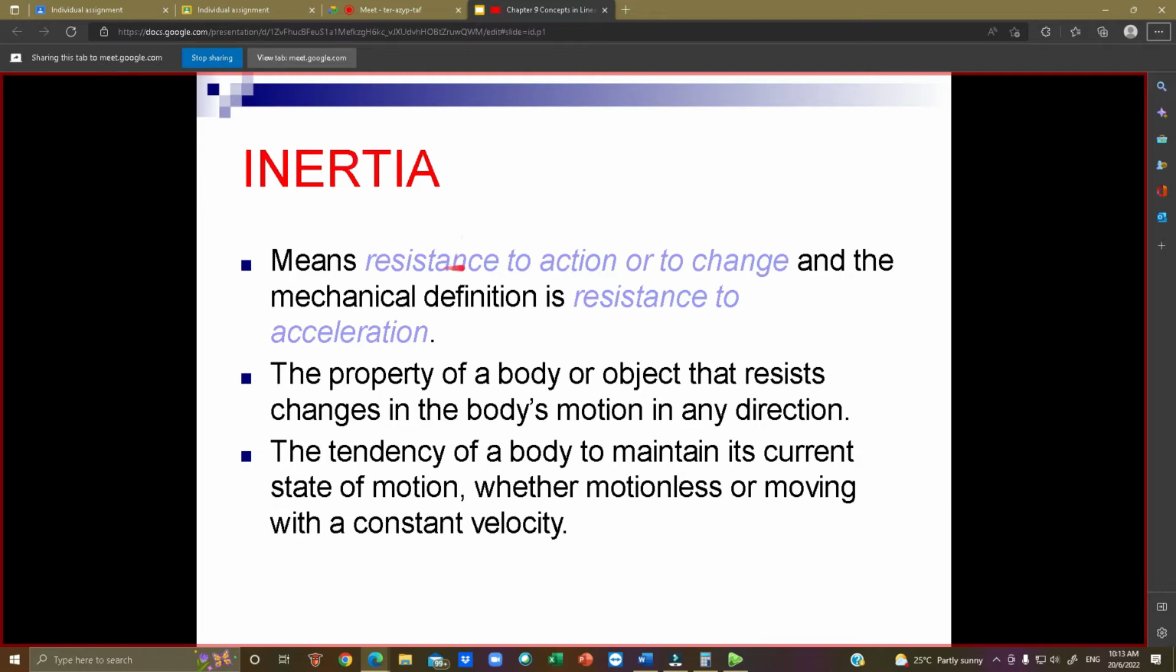Okay, resistance to action or to change. The properties of a body or object that resists change in the body motion in any direction. Tendency of a body to maintain its current state of motion, whether motionless or moving with a constant velocity. Kalau benda tak bergerak, tak akan bergerak. Kalau benda yang bergerak, akan bergerak dengan kelajuan yang sama or malar or constant, unless there are force being acted upon the system. That is the concept of inertia.